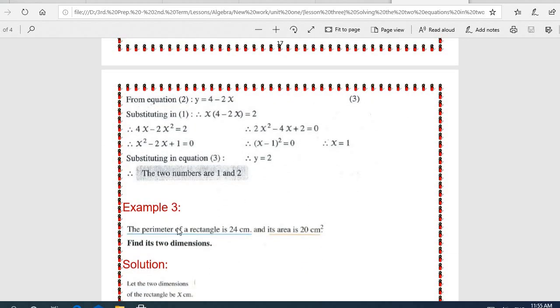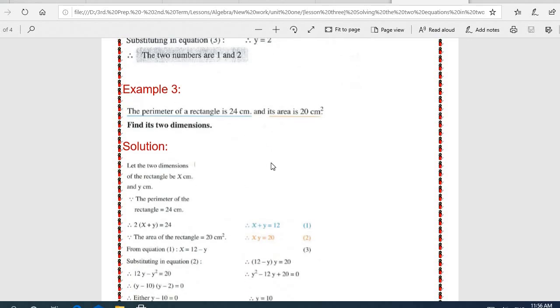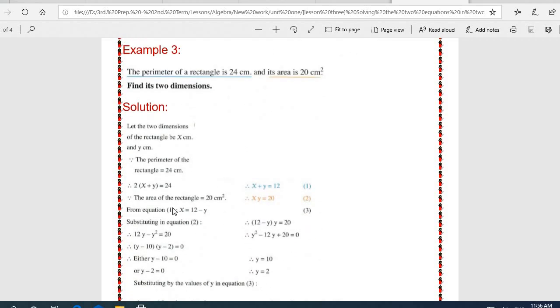Example 3, the perimeter of a rectangle is 24 and its area is 20. Find its dimensions. Dimensions means the length and the width. Let the two dimensions of the rectangle be x and y. The perimeter is 24 means 2 times x plus y equals 24, which means x plus y equals 12. And the area is 20, which means that x times y equals 20.